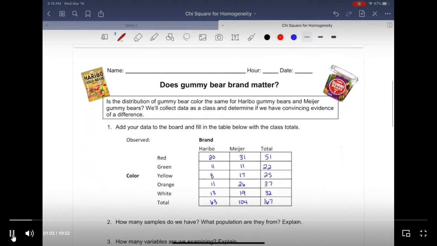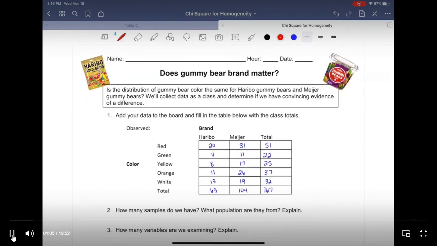So this is actually one of my favorite lessons because we eat a lot of gummy bears. So what we're looking at today, we have two different types of gummy bears. We have the Haribo gummy bears, and then we have Meijer brand gummy bears. Now in Michigan, Meijer is like the major grocery store we go to. So think of these as store brand gummy bears. So what we're looking at is, is the distribution of gummy bear color the same for Haribo gummy bears as it is for Meijer gummy bears?